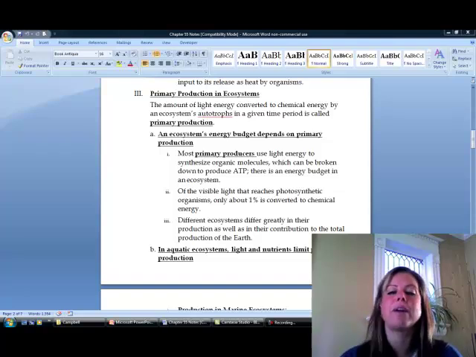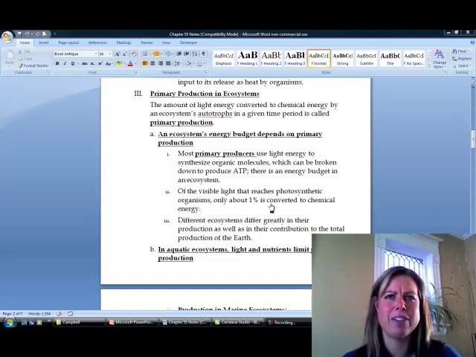Most of the time, primary production uses light energy to create glucose, which is then used to make ATP. There are certainly other things that do chemosynthesis and some other crazy things, but the majority is photosynthetic. Some crazy numbers for you: of all the light that goes to photosynthetic organisms, only about 1% gets converted to chemical energy. That is not a lot at all. So now you can see why there's so much going into solar energy, right? If we could harness that.